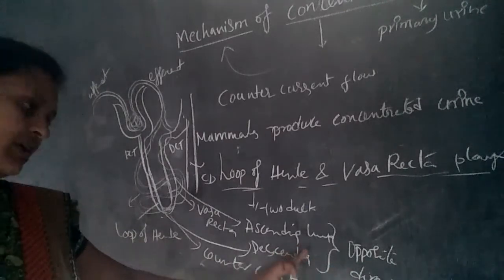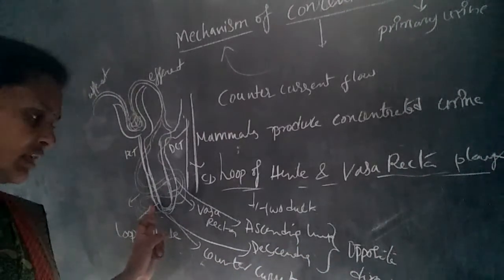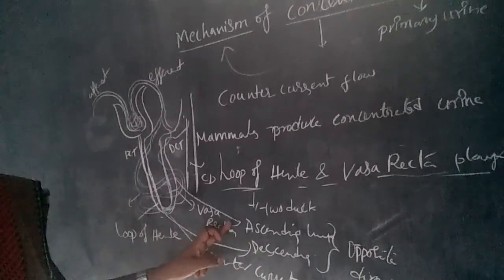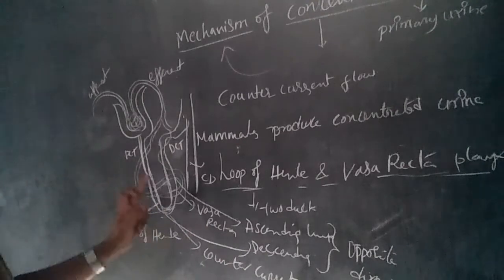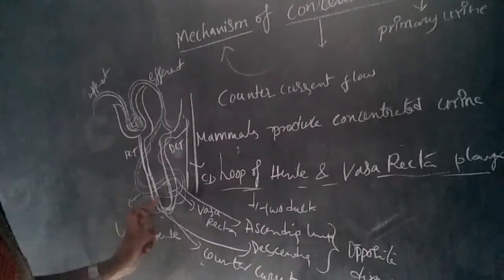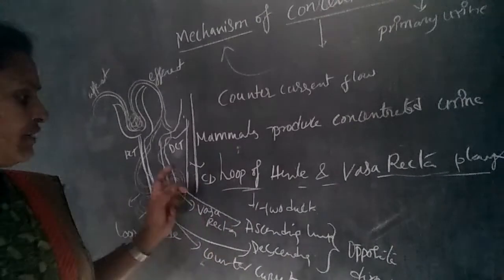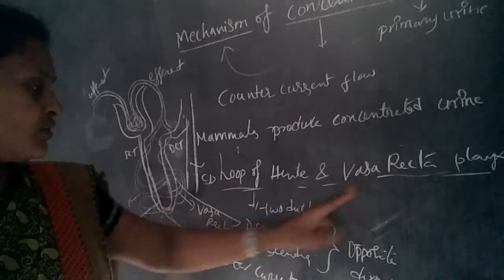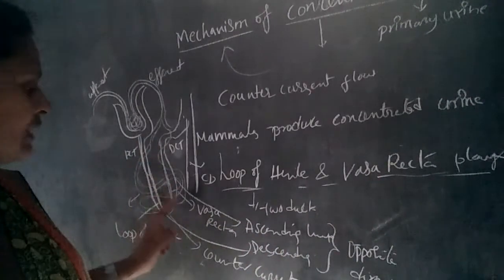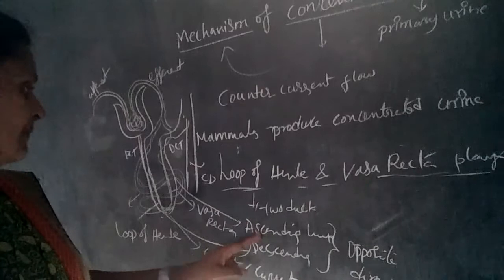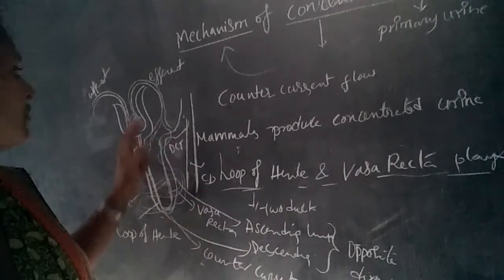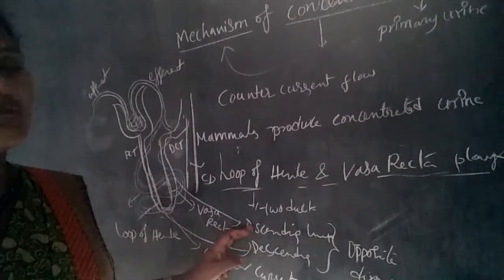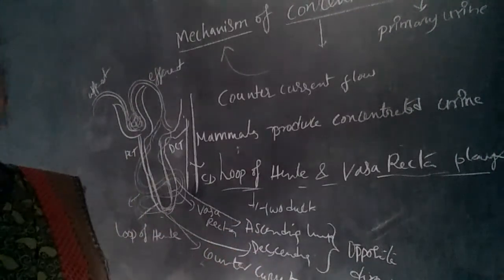The loop of Henle is also a counter current flow method, and the vasa recta is also a counter current flow method. So both are counter current flow methods, in the flowing of blood and filtrate. The filtrate flows in the loop of Henle, and the blood flows in the vasa recta. The filtrate flows from descending to ascending, likewise the blood flows from the afferent arteriole to the vasa recta, descending to ascending. It is also a counter current flow method.